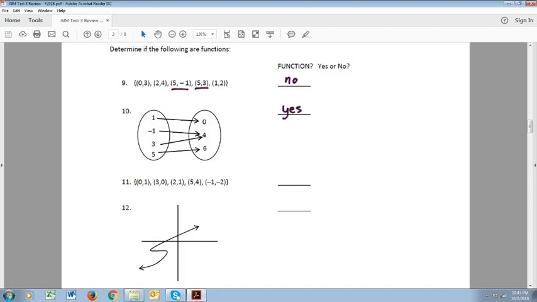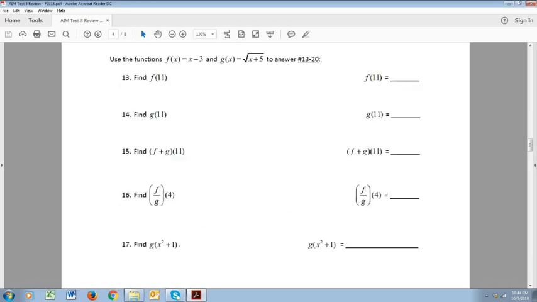On number 11, if you look at all of those points, none of the x's repeat, and so that's definitely a function. Number 12 has lots of issues. It does not pass the vertical line test, so this is not a function. All right, let's move on.